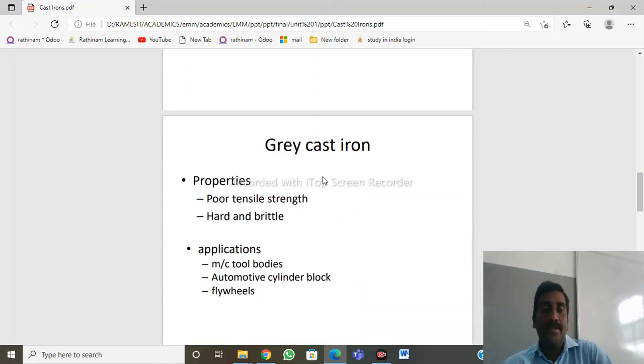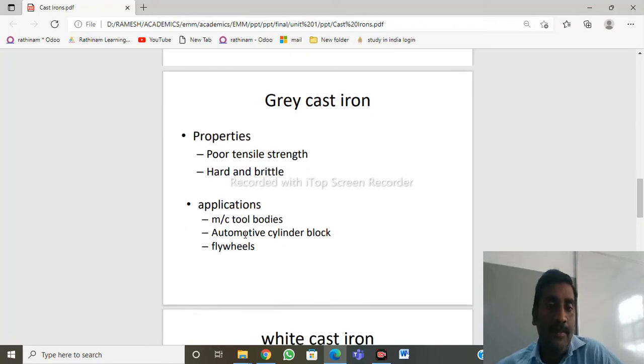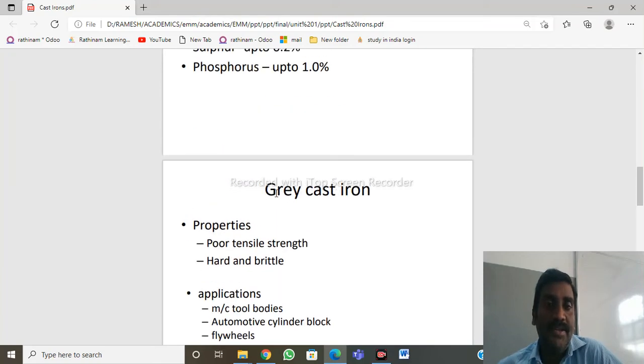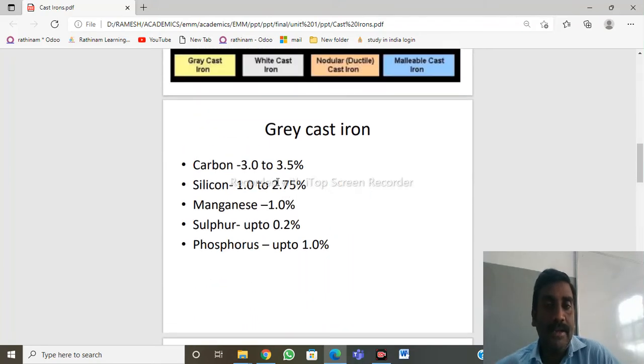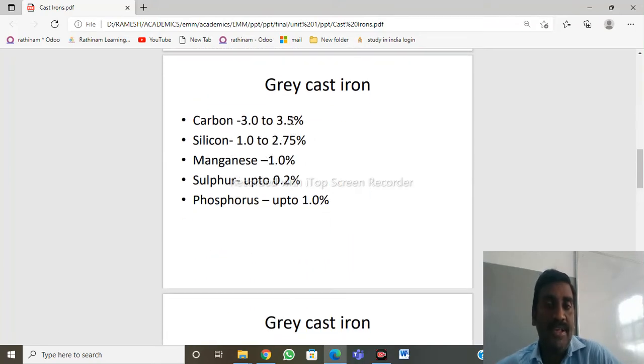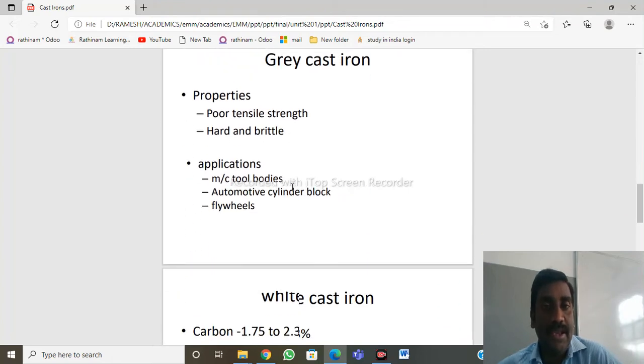What are the properties of grey cast iron? It has poor tensile strength, and it is hard and brittle in nature. We apply this material in machine tool bodies, automotive cylinder blocks, and flywheels. These are the most important applications of grey cast iron. Why is it named grey cast iron? Because the graphite flakes in this material are gray in color.